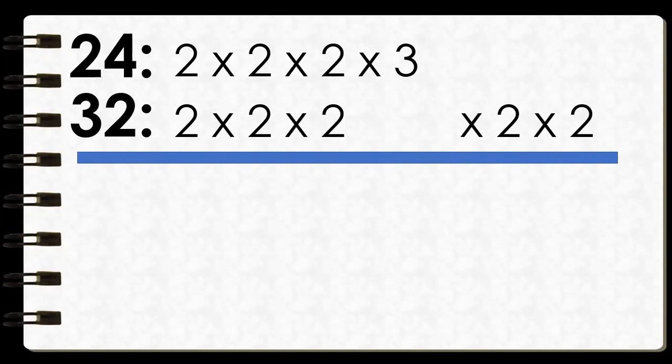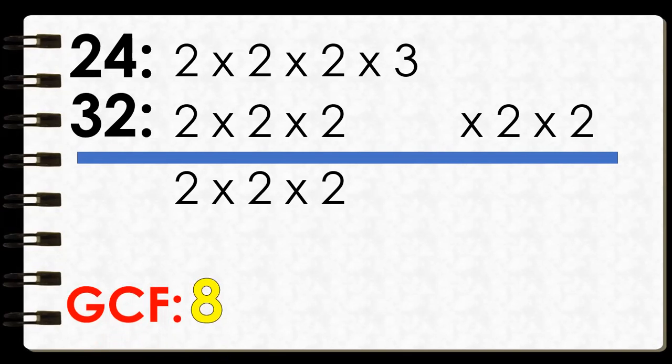As you can see, the common factors are aligned. You have 2 times 2 times 2. After that, we're going to multiply the common factors. We have 2 times 2 times 2, which is equal to 8. So, that is the greatest common factor of 24 and 32.